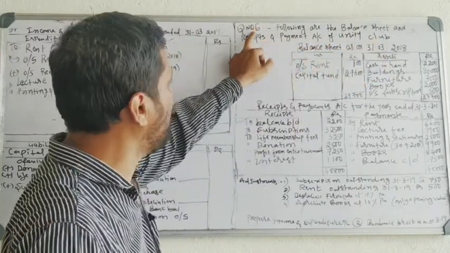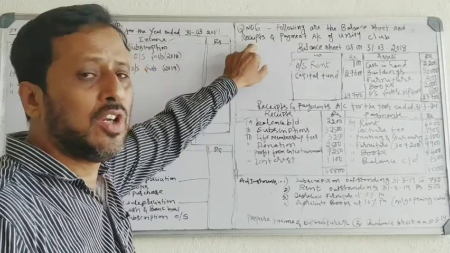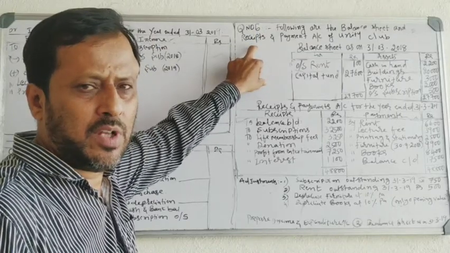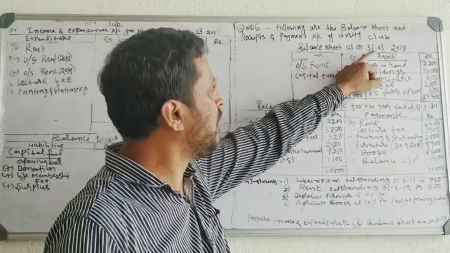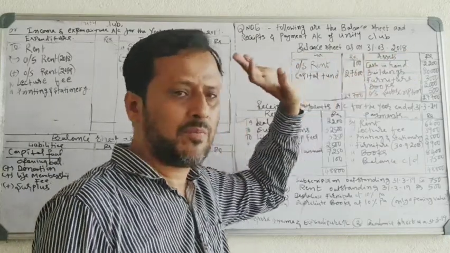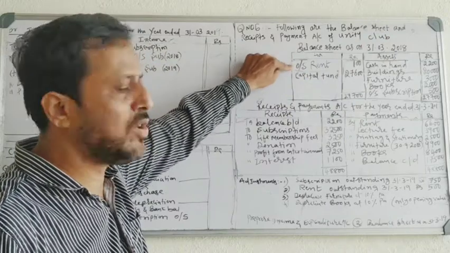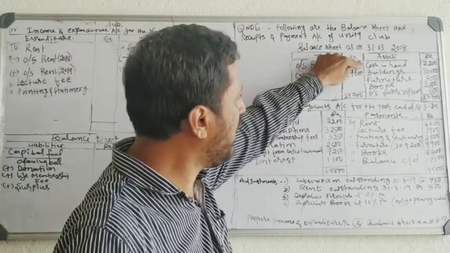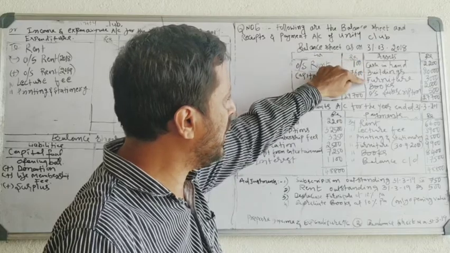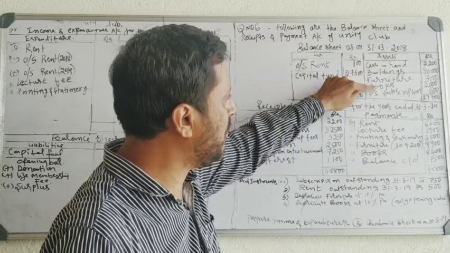This is question number 6. Okay. This is 2020 annual exam question paper problem, accountancy. Balance sheet as on 31/3/2018 is given. In this balance sheet you have outstanding rent, capital fund. Then you have cash in hand, building, furniture, books, outstanding subscription.